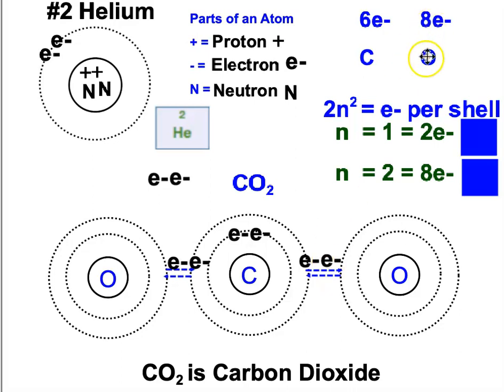Okay, now we have oxygen. We have 2 oxygen atoms represented because we have carbon dioxide. So we have 8 electrons. Again, the first orbital can hold 2, so we'll put 2 in the first orbital. And then if we take 8 minus 2, we have 6 electrons left. So we're going to put those around here. And then we're going to do the same thing for the other side.